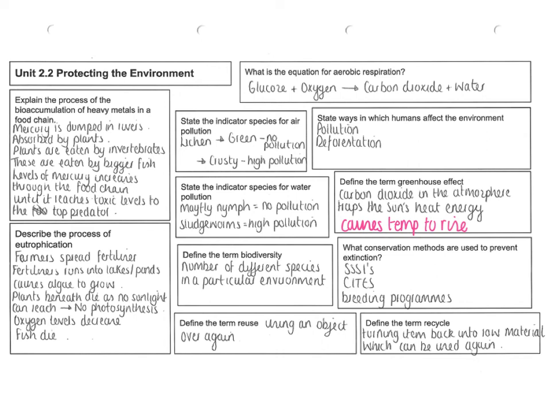Then, what conservation methods are used to prevent extinction? So we've got SSSIs, CITES, and breeding programs.